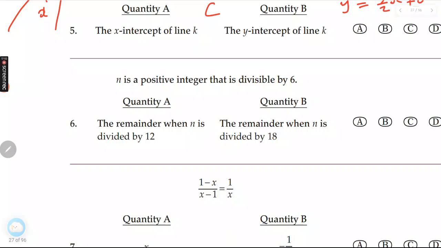All right. What if n is 12? The remainder when 12 is divided by 12 is 0. The remainder when 12 is divided by 18 is 12. You don't need to go too far. You have already gotten D. Sometimes they will be equal, but you need to understand what the remainder is. Let's recap.